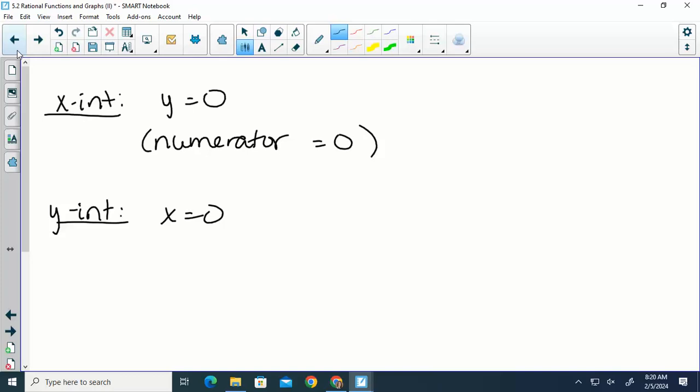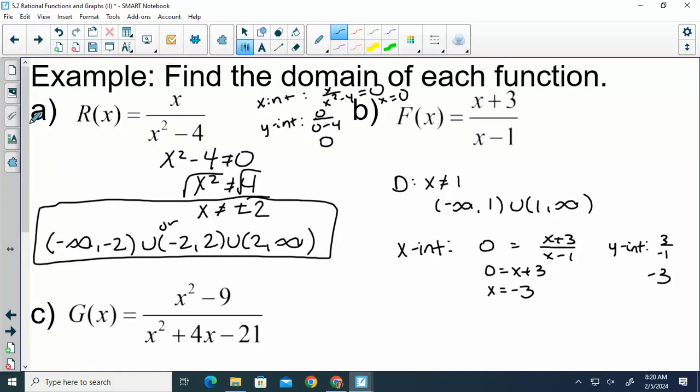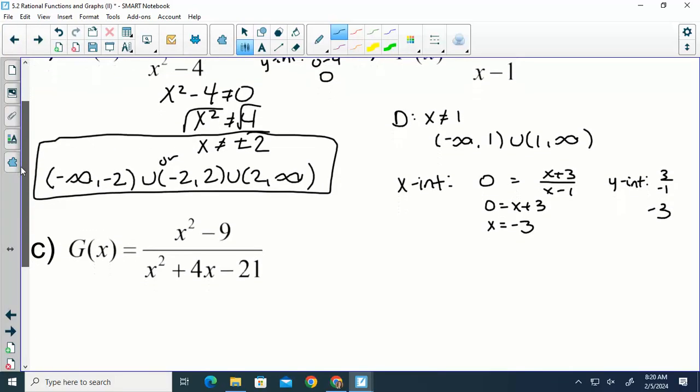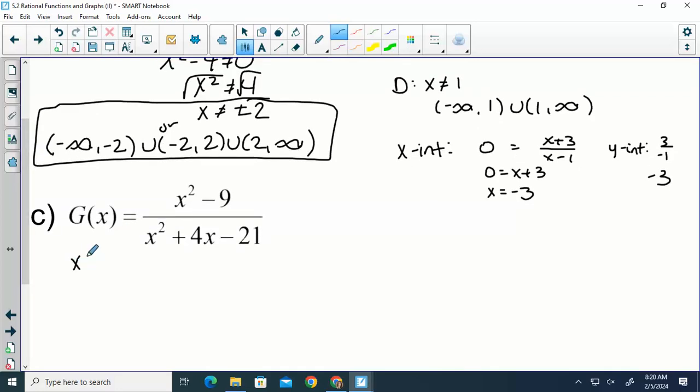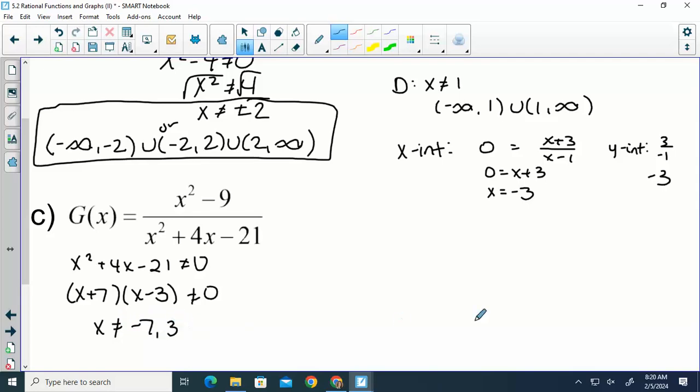Let's do one more. C. So my domain, we know the bottom can't be 0 for the domain, so we would have to factor that. So we'd factor into x plus 7, x minus 3. So x can't be negative 7 or positive 3.